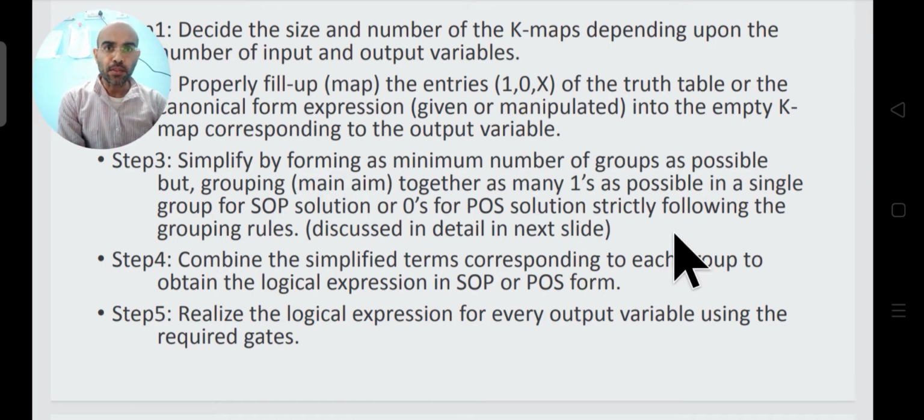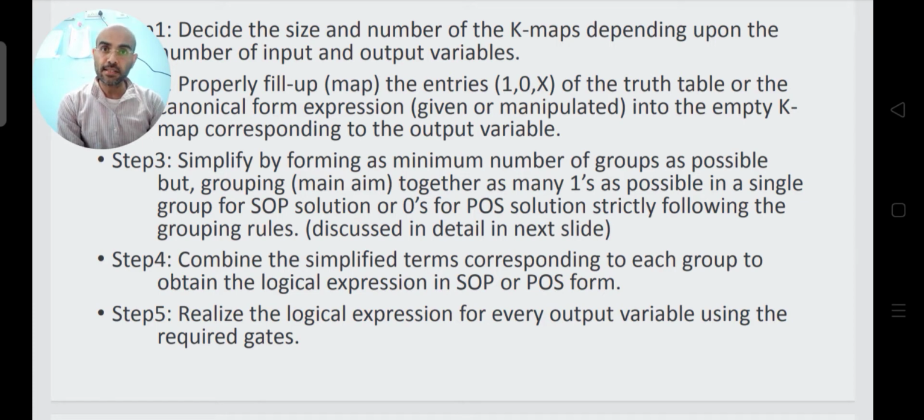Once you have done this, we combine all those terms. If we have grouped the min terms, then we combine them with an OR gate to get the expression. If we have grouped the zeros, then we combine them with AND gates. Depending upon whether you are using min terms or max terms, we put the sign accordingly in between. If it is sum of products, then the sum will come in between. If it is product of sums, then the product should come in between. So SOP and POS accordingly.